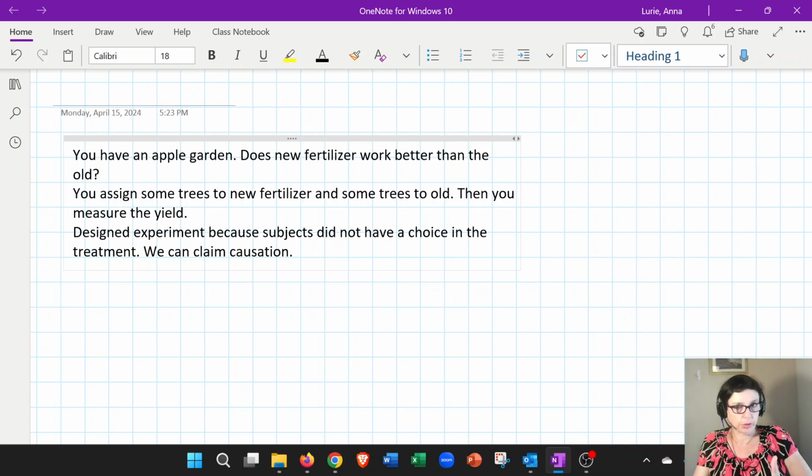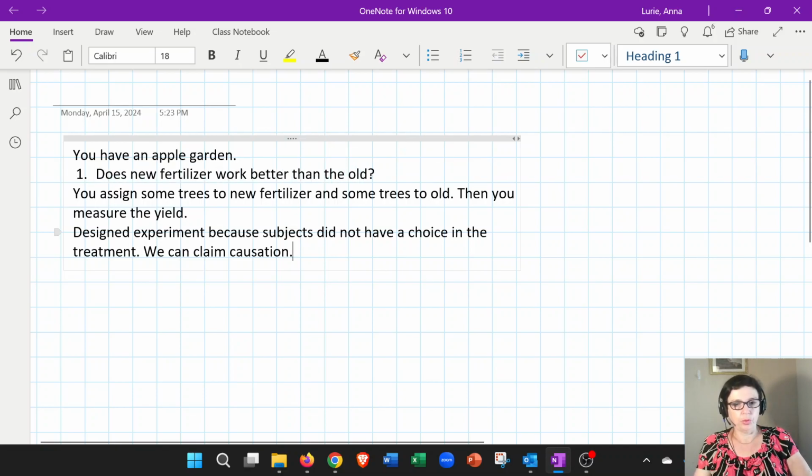And so that's good, right? Because it's very powerful that you were able to do a scientific experiment and actually figure out whether the new fertilizer works or not. So we can claim causation if we see it, obviously. If we don't see much of a difference, then take it from there. Okay, so that would be number one.